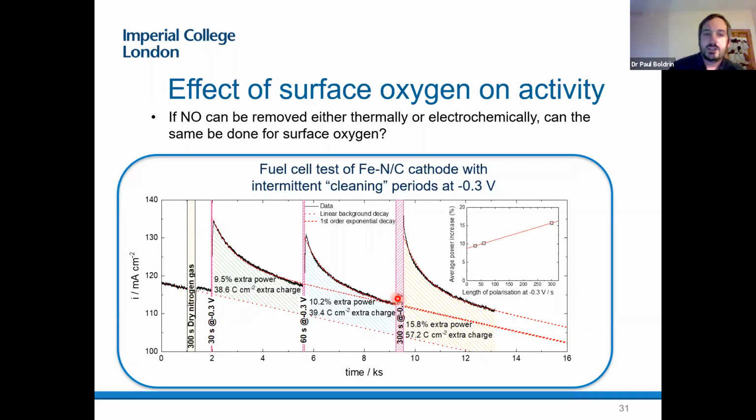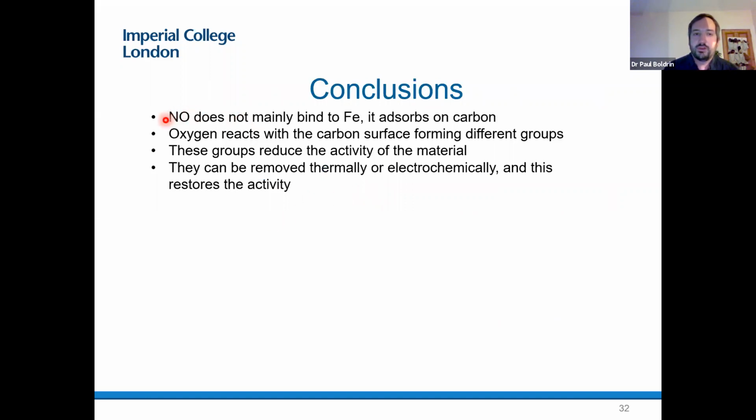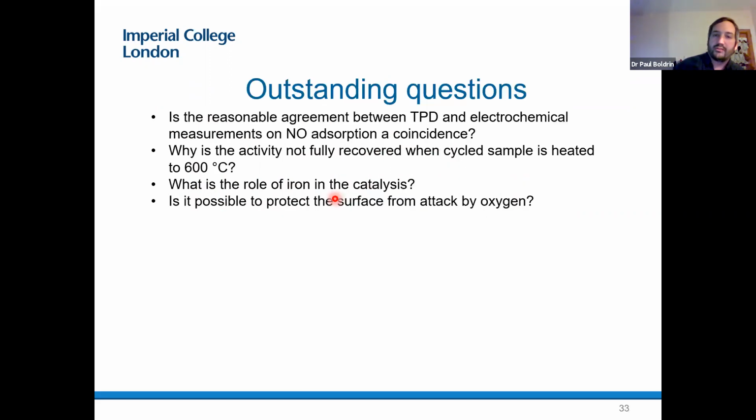Unfortunately, we haven't worked out whether the iron is the active site, which is what the original idea of the experiments was, but we have worked out a whole load of other stuff. So we can say that the nitric oxide doesn't mainly bind to iron, it binds to carbon. Oxygen also reacts with the carbon surface, and oxygen and nitric oxide bound to the carbon surface reduce the activity of the material, and these can be removed thermally or electrochemically, and this restores the activity. So we still have some outstanding questions with this.